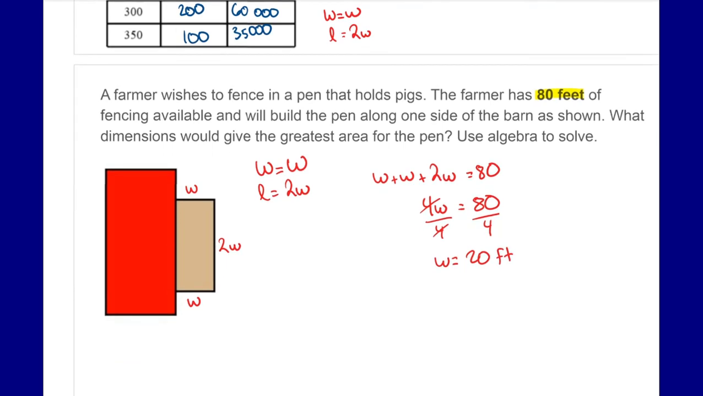So that means when I actually go through and look at my dimensions, I have 20 feet, 20 feet. The long side is double the short side, so this is actually 40. And that would give me the largest area.